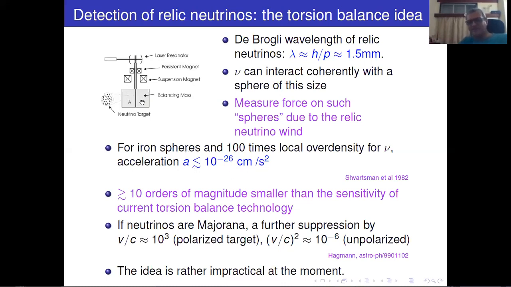So since the acceleration is very small, the torsion balance is not good enough. In terms of the torsion balance, the way that we have currently, we don't have this much sensitivity. It loses out by about a factor of 10 to the power 10. So this idea is good, but given the numbers, it's not really effective. Turns out that if you throw in the Majorana case, then you in fact lose even more, factors of 100, of 1000 or a million more. So that is quite important.